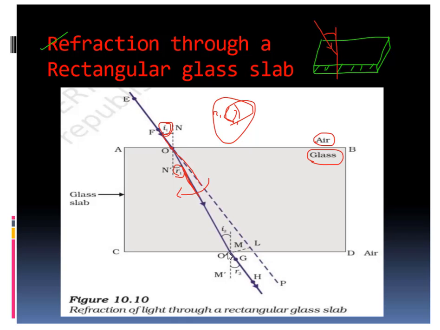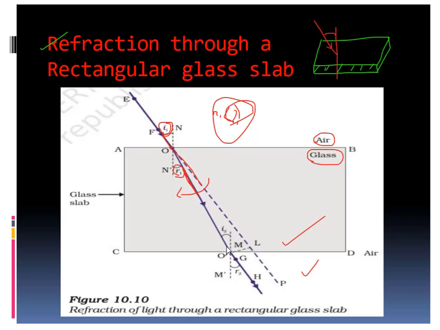Now for this point O dash, on this line CD, this ray behaves as an angle of incidence for this point O. Now here this is the denser medium, glass medium, this is the rarer medium, that is air medium. Now from denser medium to rarer medium, the ray of light is coming out, it is emerging out.